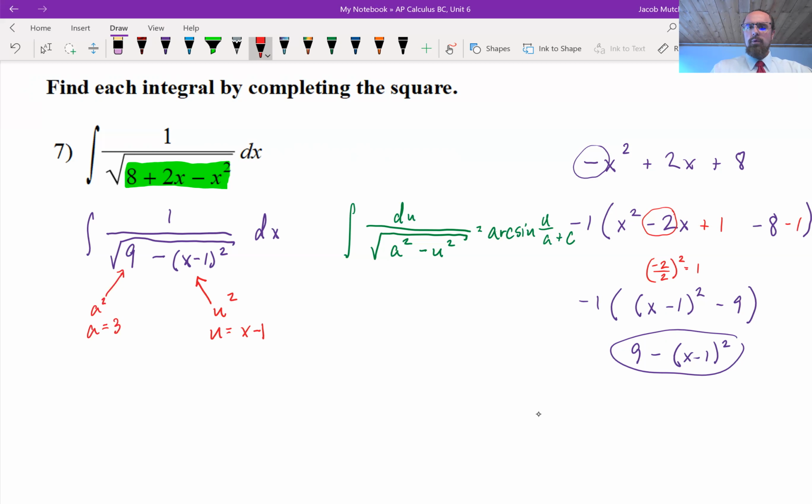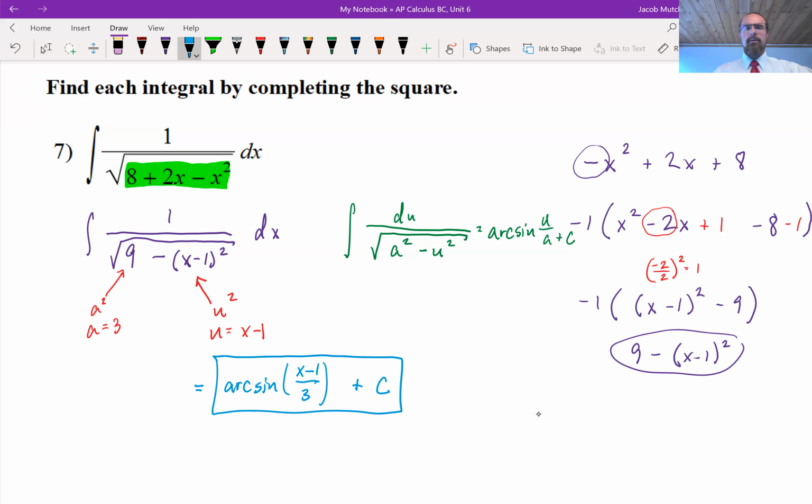And once I have those parts identified, I can just fill in into my rule here. This is going to be equal to arc sine or inverse sine of u over a. So u is x minus 1 over a was 3 plus c. And again, that completes the integration. Just as with our first example, most of the work is getting my integrand to look like the established basic integration rule.